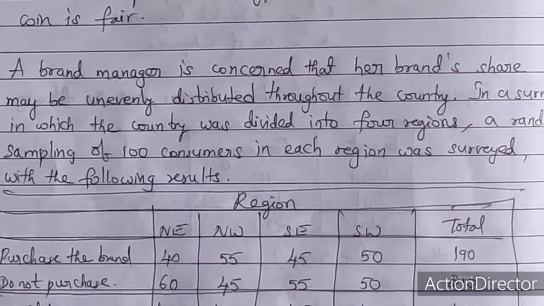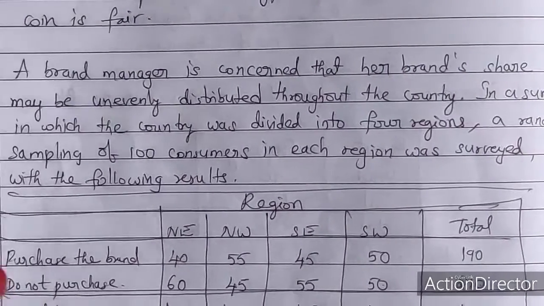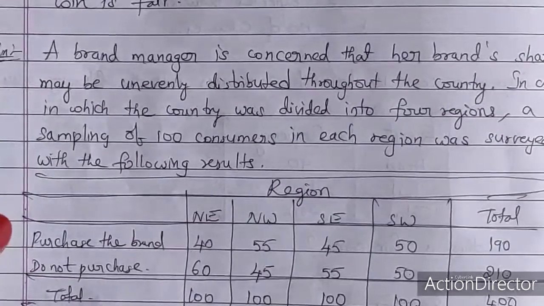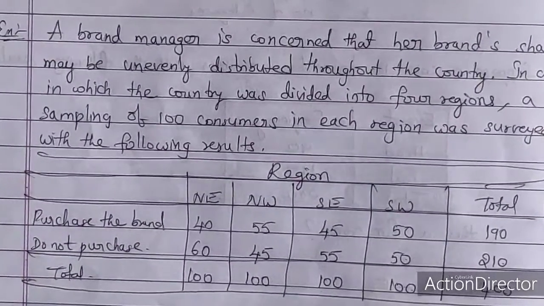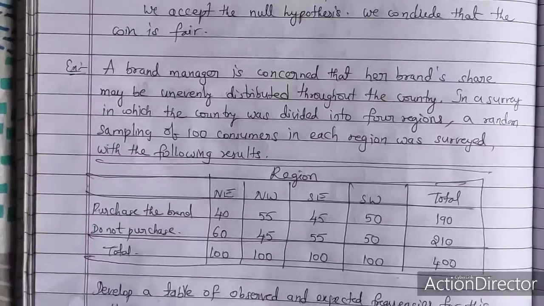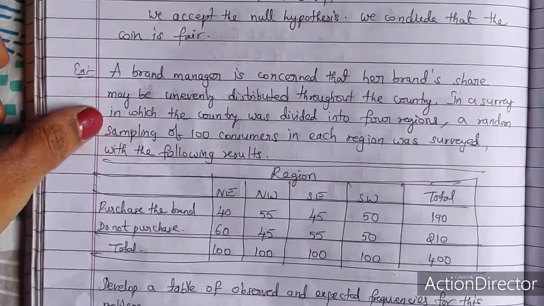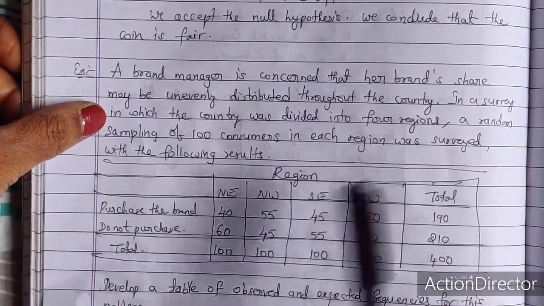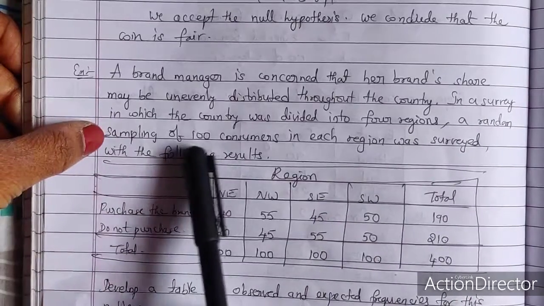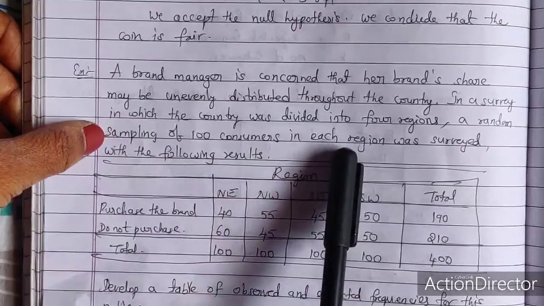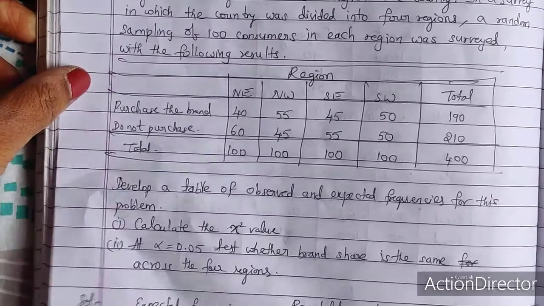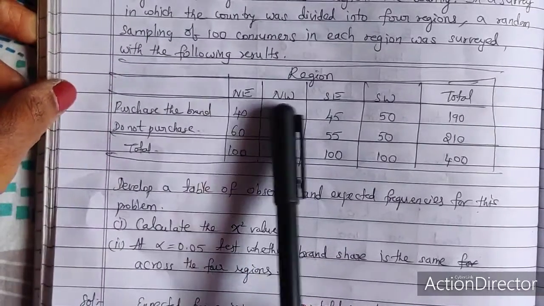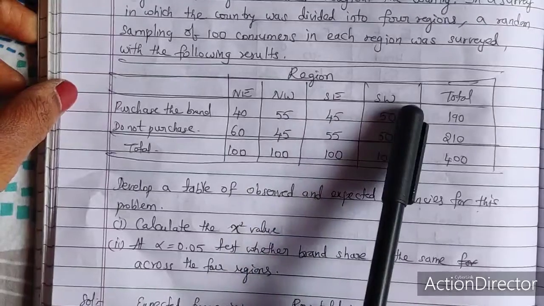So let's take another problem. The brand manager is concerned that her brand's share may be unevenly distributed throughout the country. So in a survey in which the country was divided into 4 regions, a random sampling of 100 consumers in each region was surveyed with the following results. So here the regions are Northeast, Northwest, Southeast and Southwest.